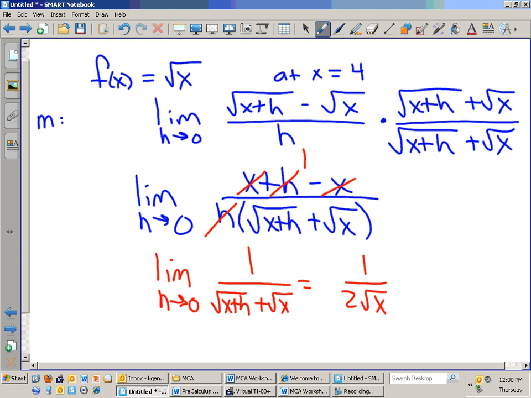So, what's the slope going to be? 1/4. What's the point on the line? 4/2. You could go from there, can't you?